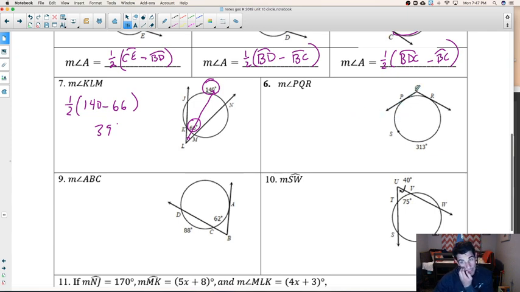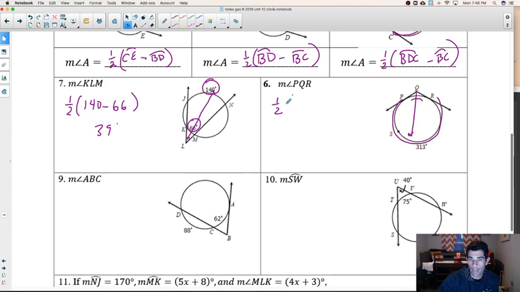Angle PQR. All right, here it is. Here's that weird one again. That's why I was talking about 360 earlier. So PQR, you shoot it out, right? And then you have PSR, and then PR. But the problem is they didn't give you PR.